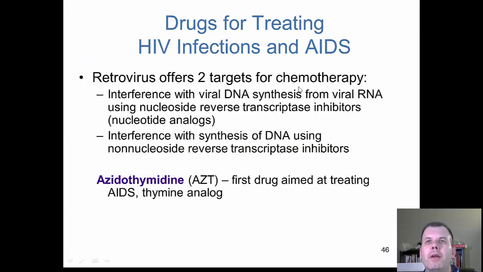Okay. Again, we talked about HIV infections and AIDS. And again, the 2 targets for chemotherapy are interference with the viral DNA that comes from the viral RNA, using nucleoside analogs like AZT, and then the synthesis of DNA using reverse transcriptase inhibitors. And so we've already talked about that. That was in that one slide. And those are the combination of the 2 drugs that I talked about, that you can go on for a very long time with HIV and not be affected by it and develop AIDS.